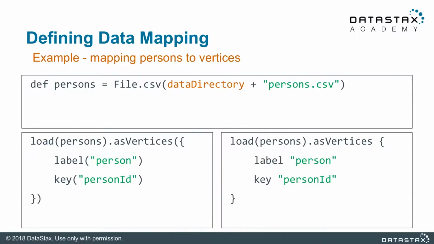Now, let's put what we just learned to good use. Here's an example of mapping our person data to vertices. Since we're loading vertices, we use the asVertices method to begin to map our data. The label of this vertex is person, and the key within the input data is person ID. Both examples here are valid. They just use slightly different syntax.